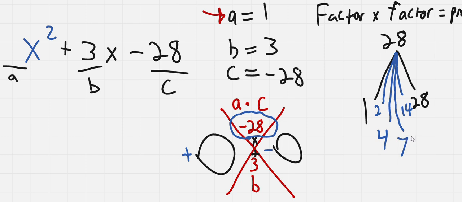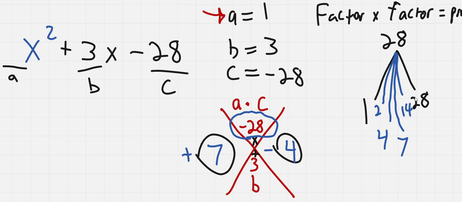And you have to choose which one's going to be negative. You want to make the 4 negative. Because if the 4 was positive and the 7 was negative, they would add up to negative 3 instead of positive 3.